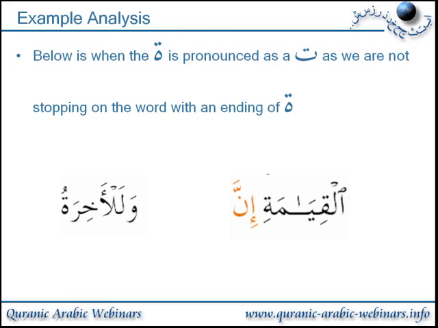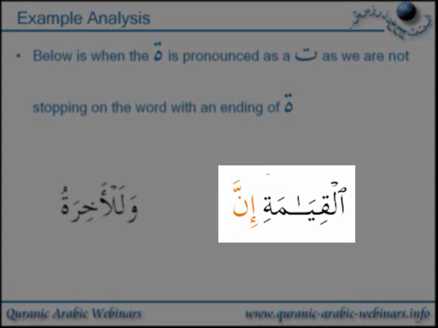So let's do an analysis. The first rule. Below is when the TaaMarBooTah is pronounced as a ta. So it's pronounced as you would expect it to be, as a ta, as we are not stopping on the word with an ending of the TaaMarBooTah. So let's take the first example here. Here we have al-qiyamati, and then we have another word.